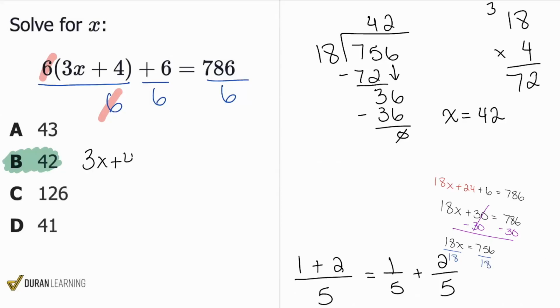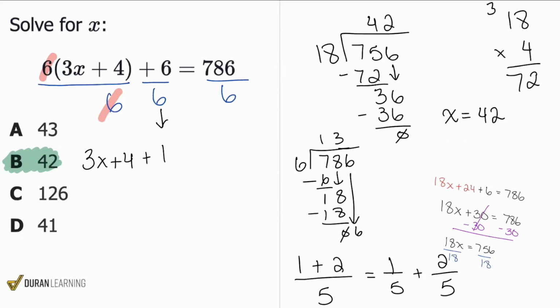So we have 3x plus 4 plus the 1 right here. And then we have 786 divided by 6. So we still have to do a bunch of long division, right? Still have to do a bunch of long division. And so if we do that, we're going to go ahead and just show it. 786. 6 goes into 7 once. Into 18 3 times. And into 6 once. So that becomes 131. And then we add these together to get 3x plus 5.